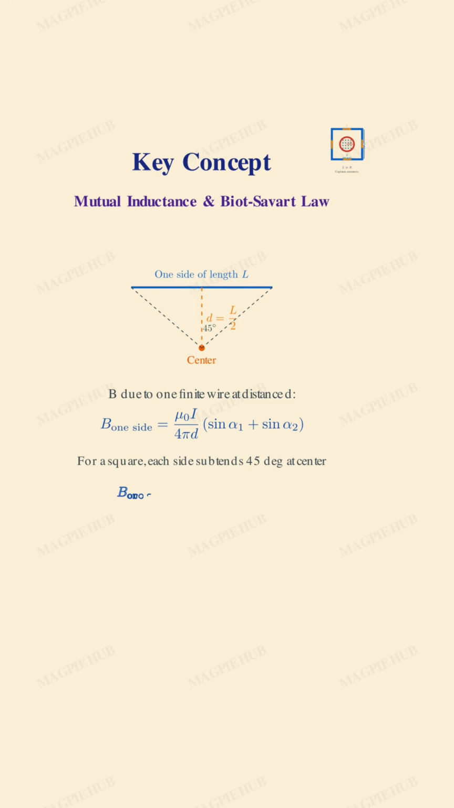Consider one side of the square. The perpendicular distance from the center to each side is d equals L over 2. Each side subtends an angle of 45 degrees at the center. The magnetic field due to a finite wire at distance d is mu naught I over 4 pi d multiplied by sine alpha 1 plus sine alpha 2. For each side of the square, both angles are 45 degrees, giving us the field from one side as root 2 times mu naught I over 2 pi L.